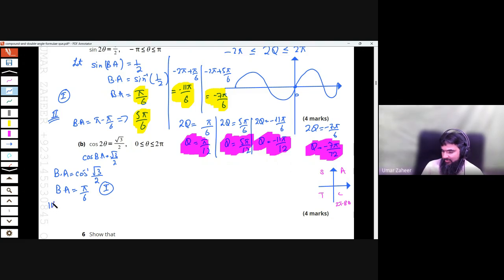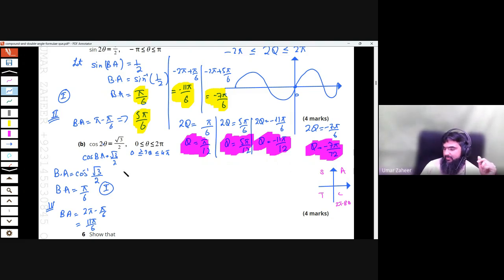So in the fourth quadrant, 2 theta will be equal to 2 pi minus pi over 6. That will be equal to 12 pi minus pi, it is 11 pi divided by 6. Again, we have to find the answer from 0 to 2 pi. So it is 2 theta, so 2 theta will be between 0 and 4 pi. So I need to find the values in the next cycle as well.